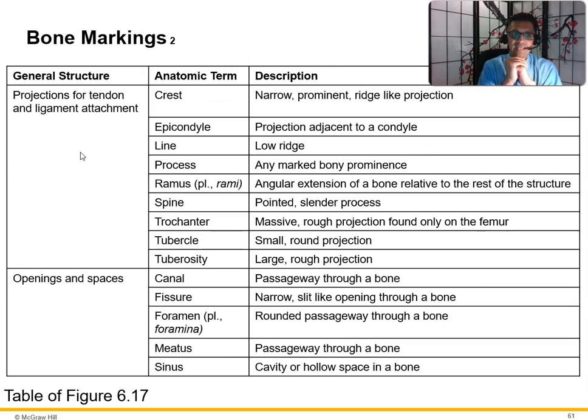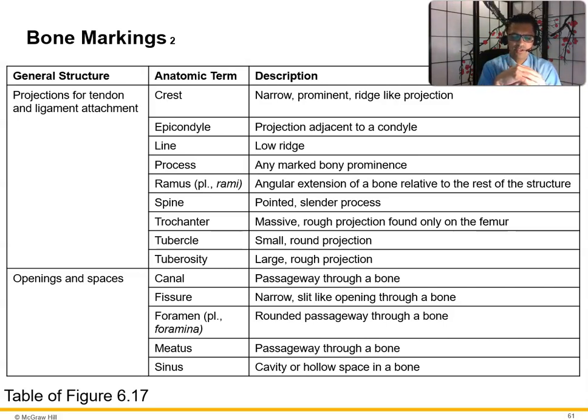Projections for tendon and ligament attachment include crests, epicondyles, lines, processes, ramus, spine, trochanter, tubercle, and tuberosity. You want to know the description, but those are for tendons and ligaments. And then, of course, you have openings and spaces like canals, fissures, foramens, meatus, and sinus.